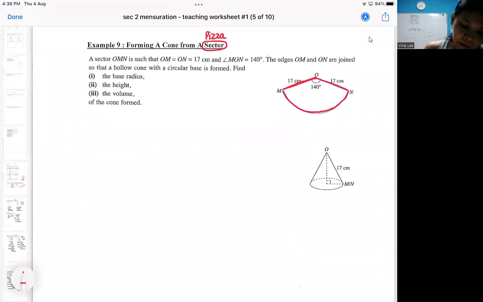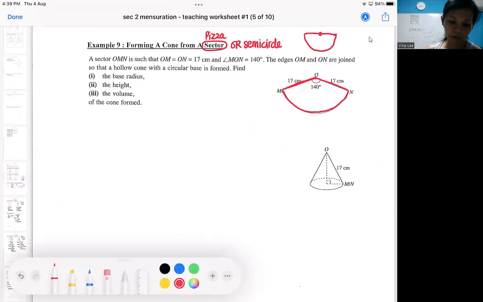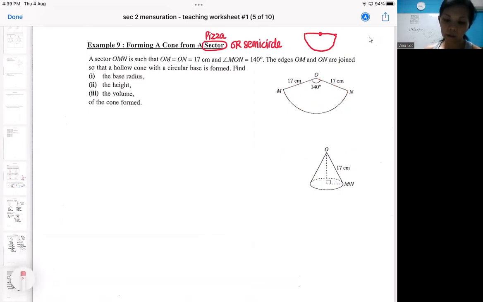Or it can even be a semicircle. So these two shapes, right, can be folded into a cone. For example, in this question, this is going to be folded into a cone.